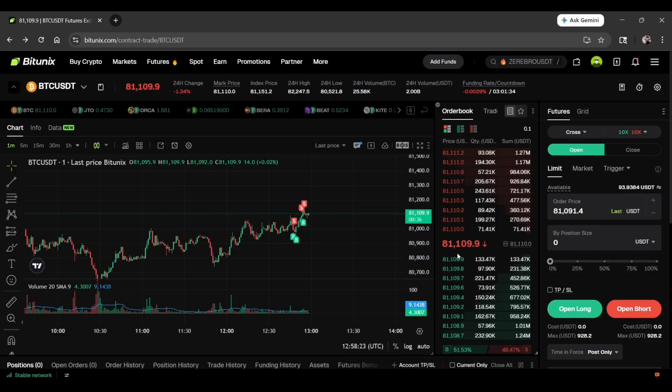If I try to limit buy higher than the best limit sell, I'm going to be crossing the spread. If I try to limit sell cheaper than the best buy, that's also crossing the spread.